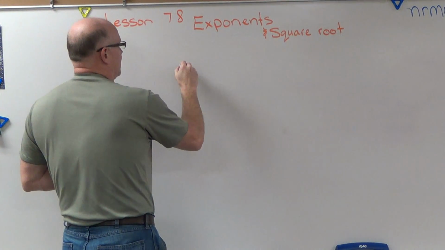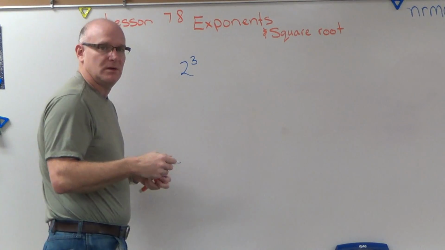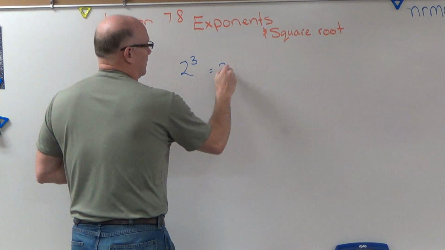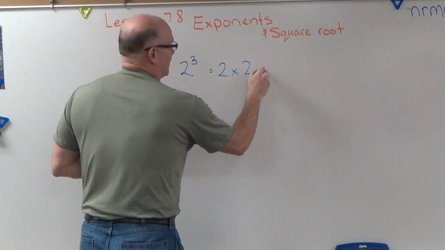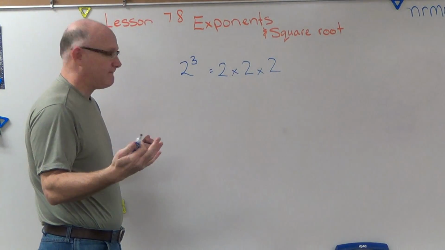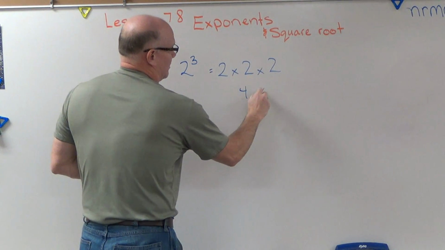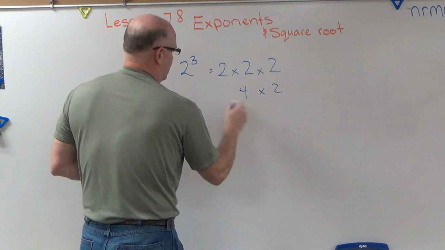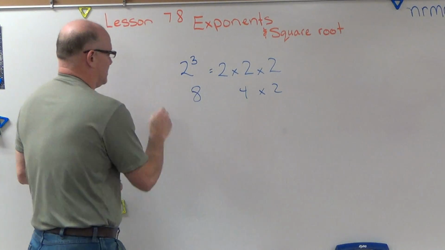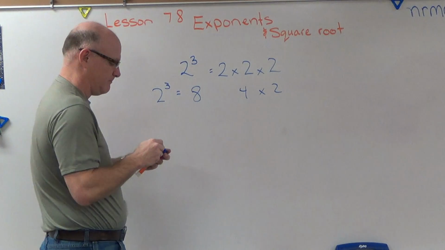So if I had 2 to the 3rd power, that's going to equal 2 times 2 times 2. Got it? 2 times 2 is 4, times 2 is 8. So 2 to the 3rd power equals 8.